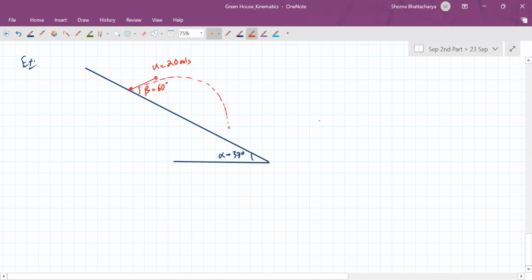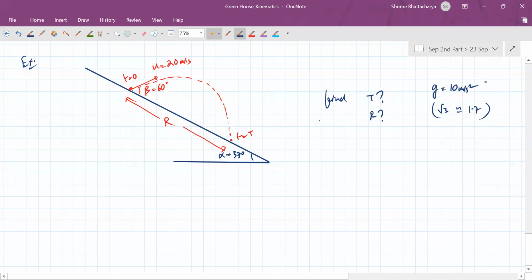It goes like this. So if it is projected at t equal to 0 and it hits this surface at a point somewhere over here at some time capital T, we have to find capital T and range R. Take the value of √3 as approximately 1.7 for the calculation, and g as 10 meters per second square.